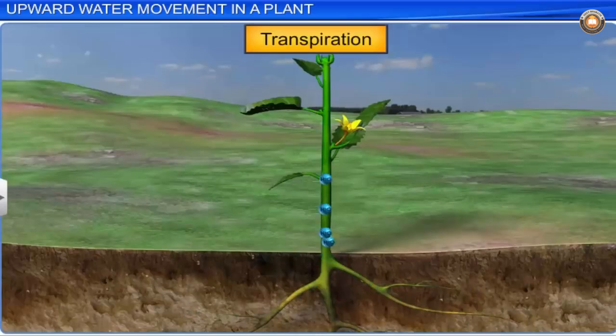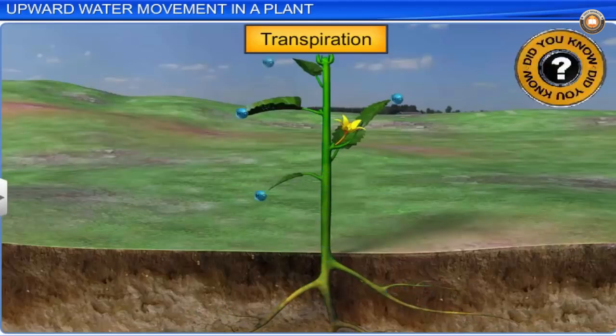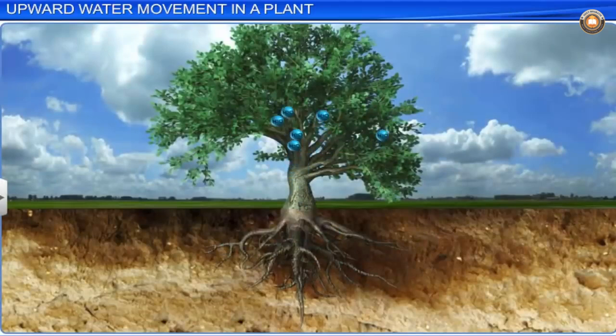The water loss due to transpiration pulls the water upwards in a plant stem. Did you know that the transpirational pull generated by this process of transpiration is strong enough to cause water to move upwards even in tall trees by as much as 15 meters per hour?